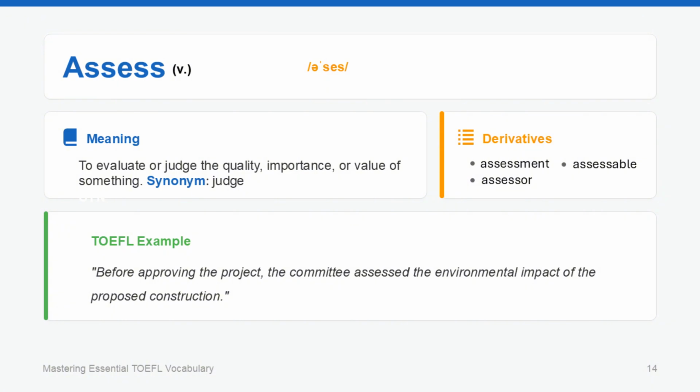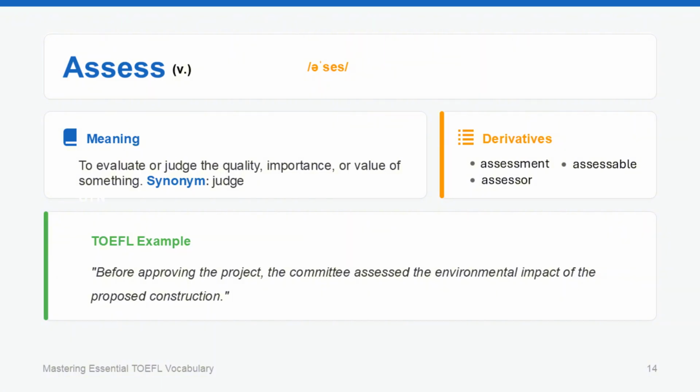Listen carefully. Assess. Excellent pronunciation. Assess means to evaluate or judge the quality, importance, or value of something. Teachers assess students, and scientists assess evidence. Exactly. Now listen to the example.